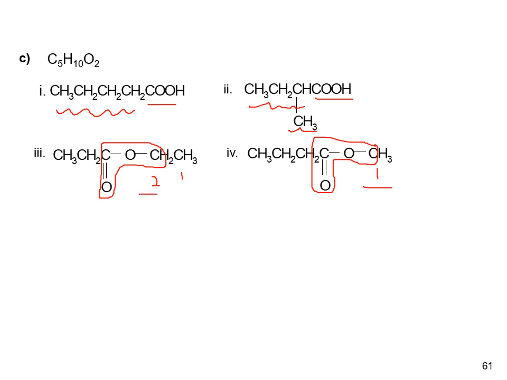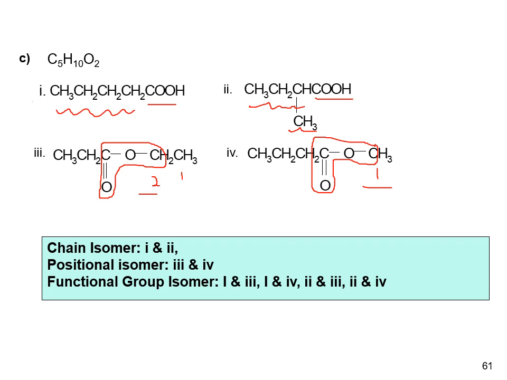So now let's check the type of isomer among these 4 structural formulas. Okay, structure 1 and structure 2 are chain isomers because they have the same functional group, but the chain of the structure is different. Okay, so this is pentanoic acid, and this one is 2-methyl butanoic acid. And then what is the relationship between 3 and 4? Positional isomer. Because they have the same functional group, just at different positions. So this starts at carbon 1, but this one starts from carbon 2. So it's positional isomer.